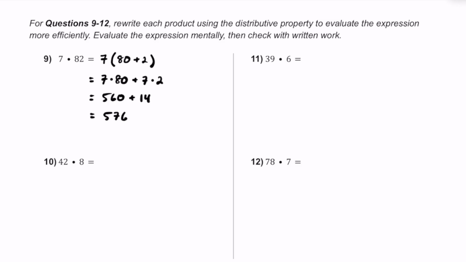Okay, so it says then check with written work. With written work here, you could also take the 82 and multiply by 7 and multiply it out. We're going to get 14, carry the 1. That's going to be 56 plus 1 is 57. So you can see here that we get the same answer either way. But if you didn't have paper and pencil, hopefully you could mentally break up 82 into 80 plus 2 and just add 560 plus 14 a little bit faster.